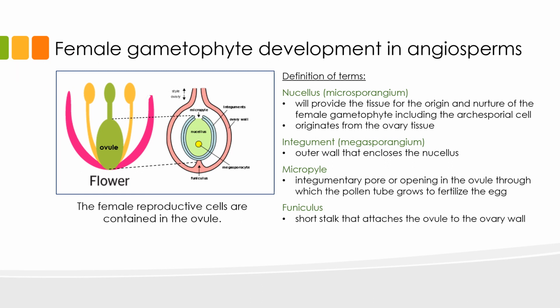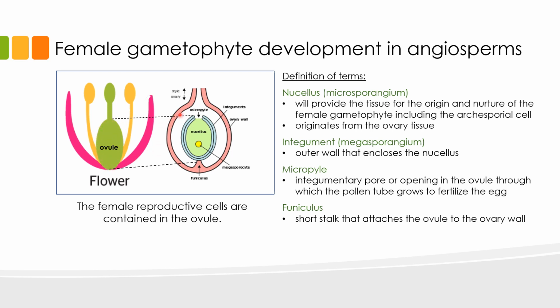The series of events that leads to the development of the egg cell occurs in the ovule, which is inside the ovary. This diagram shows you a more detailed look at the female reproductive organ of a flower. At the organ level, you already know that the carpel is the female reproductive part of the flower. Within the carpel, you have the ovary, and inside the ovary is the ovule.